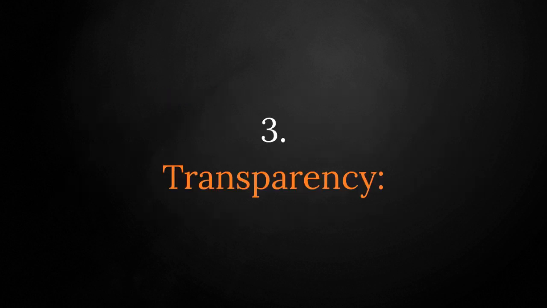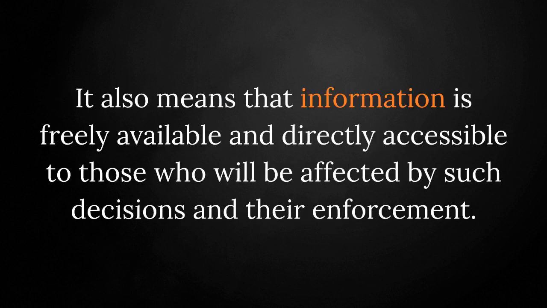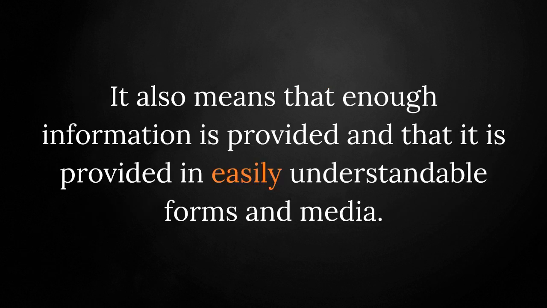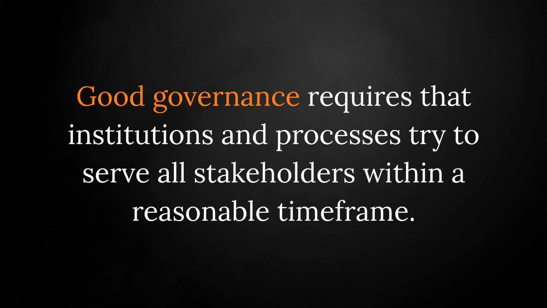3. Transparency. Transparency means that decisions are taken and their enforcement are done in a manner that follows rules and regulations. It also means that information is freely available and directly accessible to those who will be affected by such decisions and their enforcement. It also means that enough information is provided and that it is provided in easily understandable forms and media. 4. Responsiveness. Good governance requires that institutions and processes try to serve all stakeholders within a reasonable time frame.